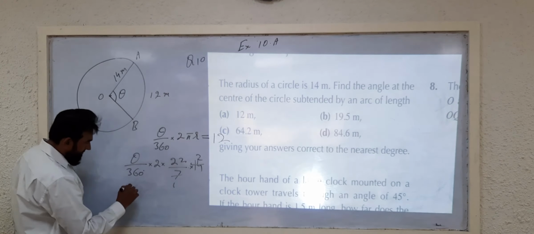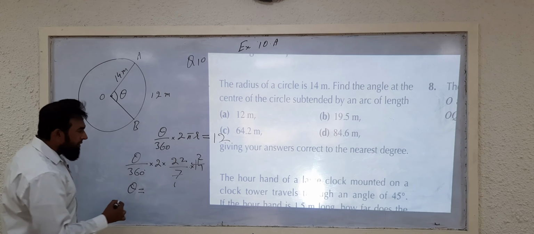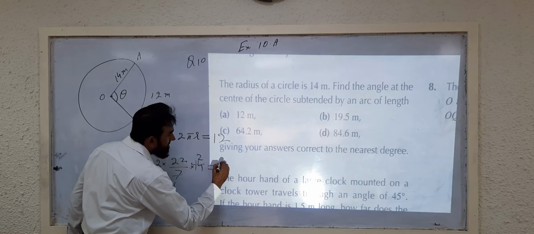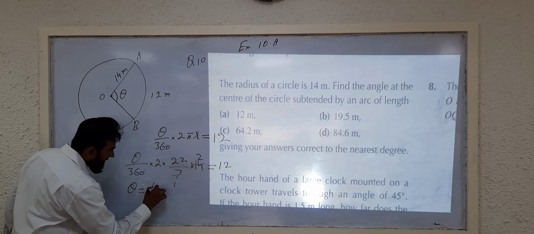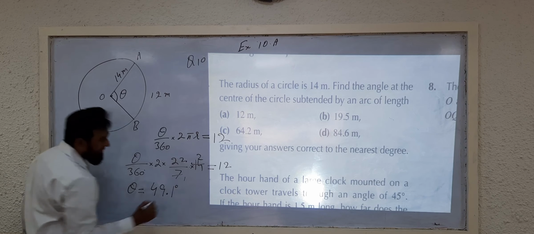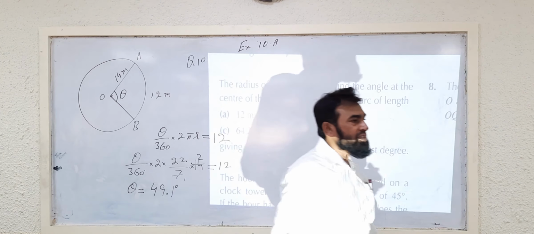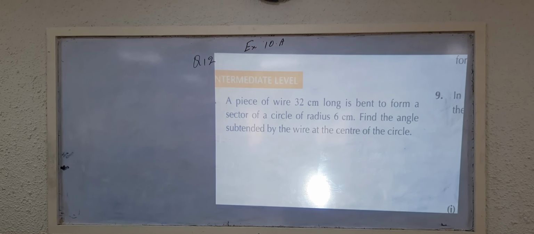In the next step, theta is equal to 49.1 degree. This is the answer for the angle subtended by the arc of the circle. Clear? Yes.